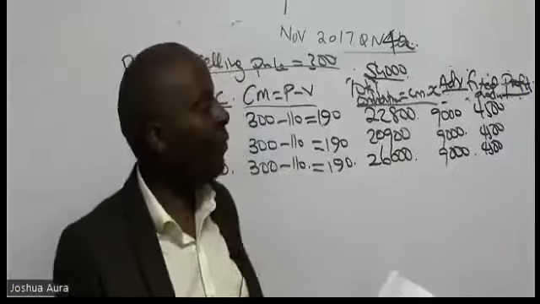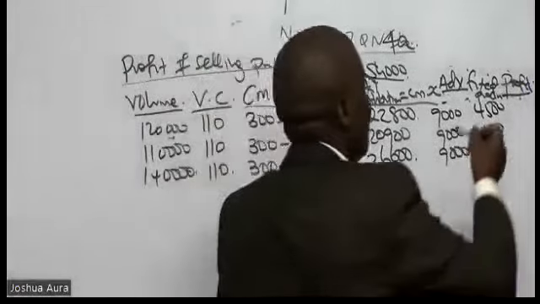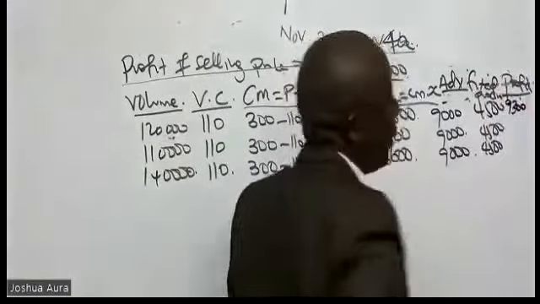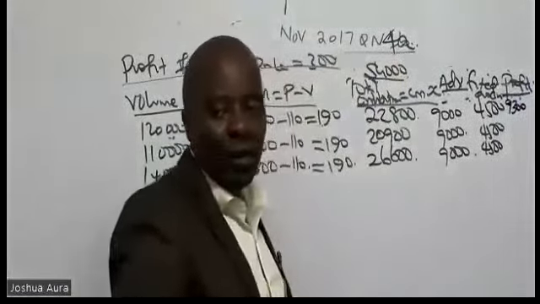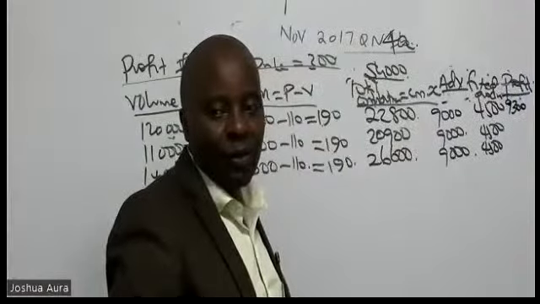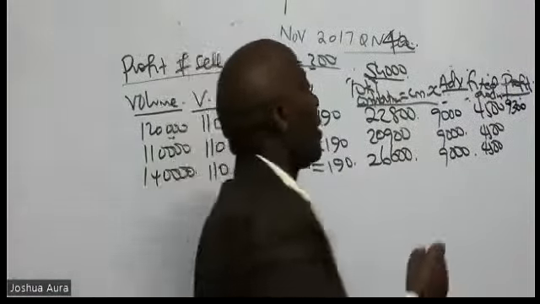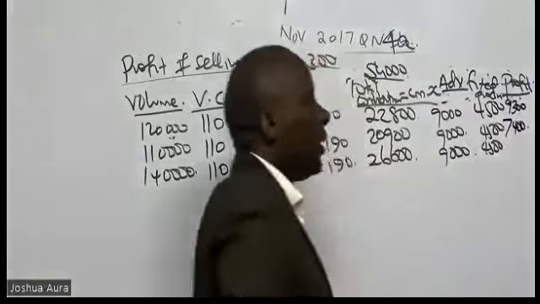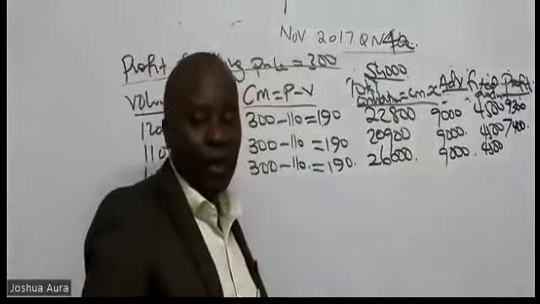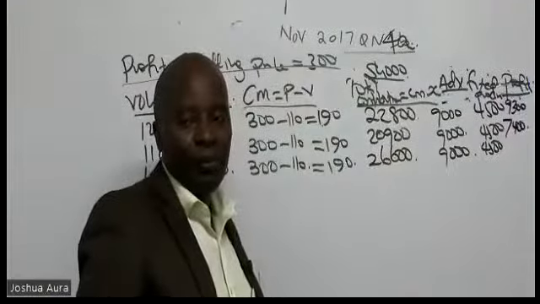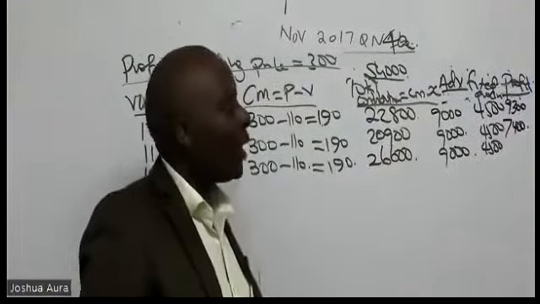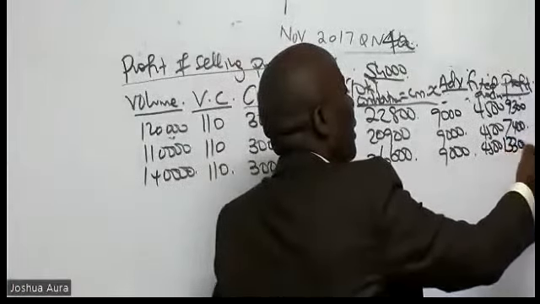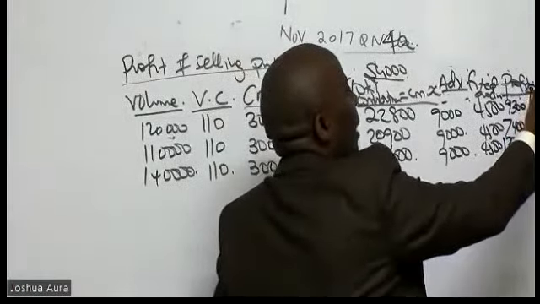Yeah, Sharon gives me the first figure is 9,300. Thank you very much, Sharon. That is the first figure. How about the second figure? 7,400. The second figure is 7,400. How about the third figure? 13,300.